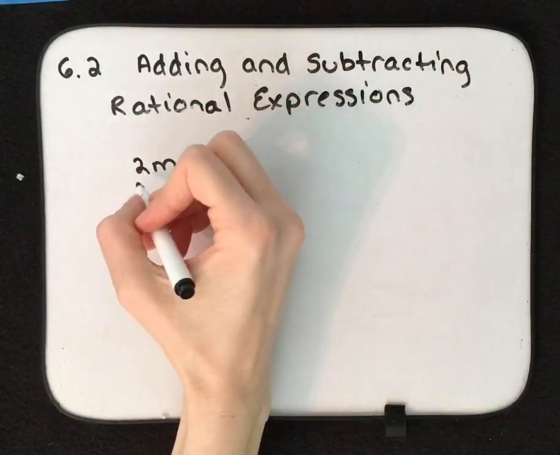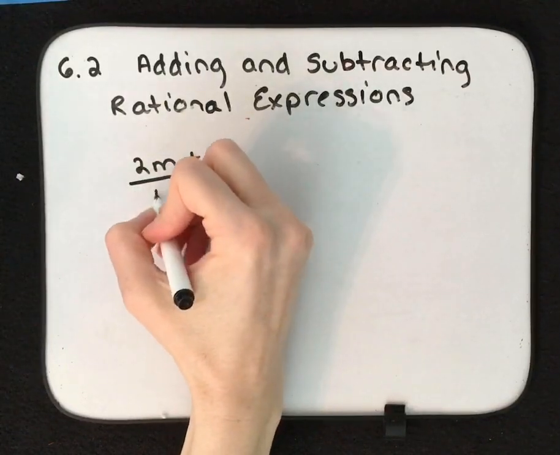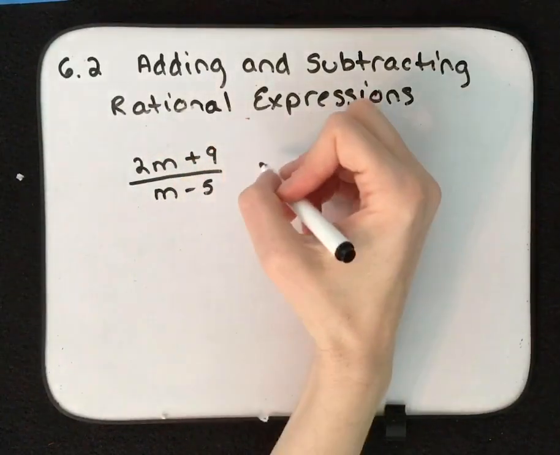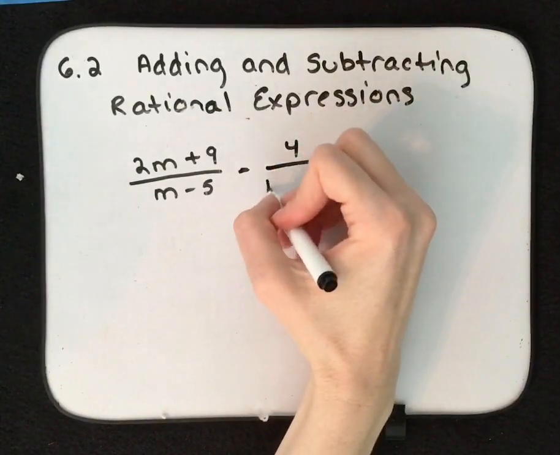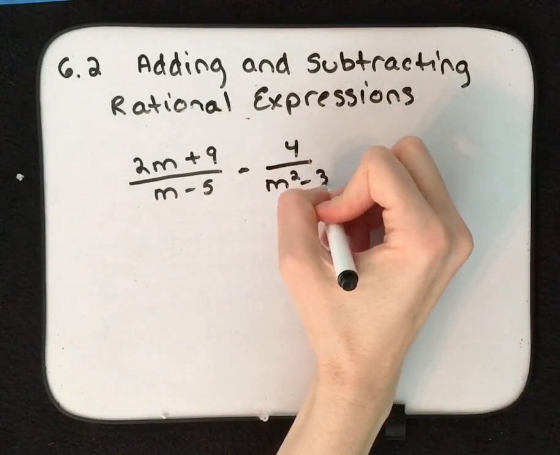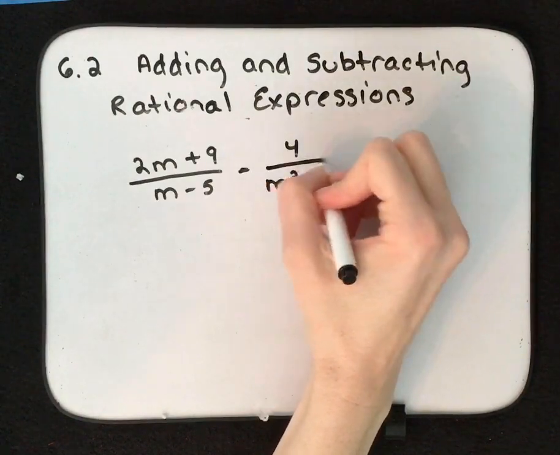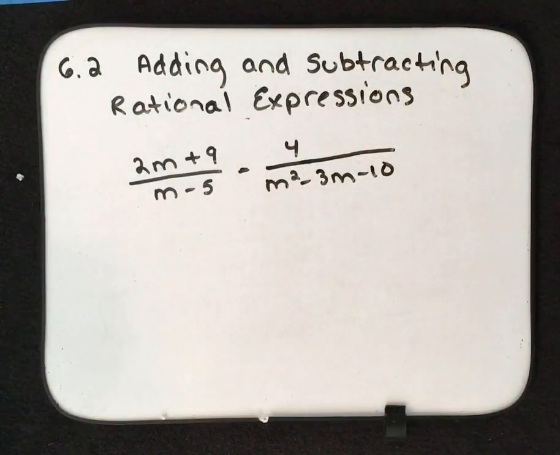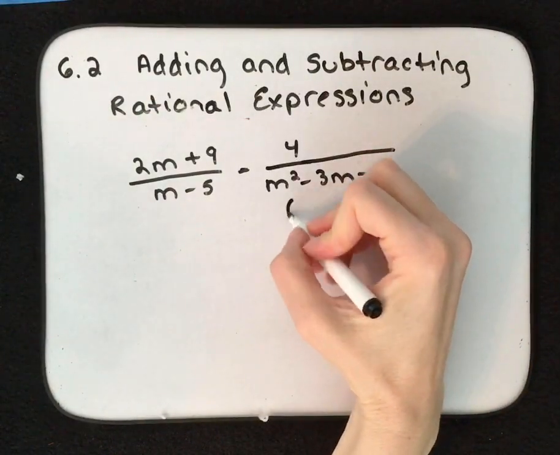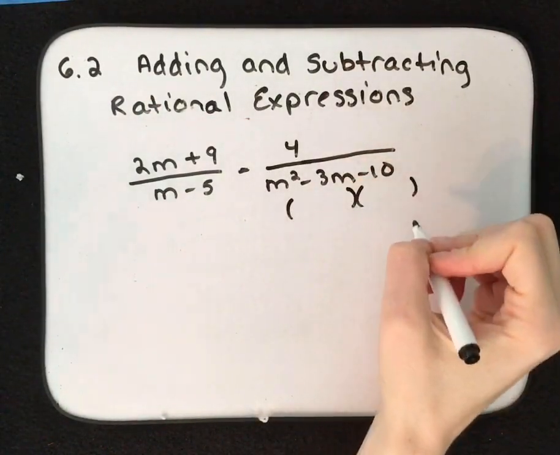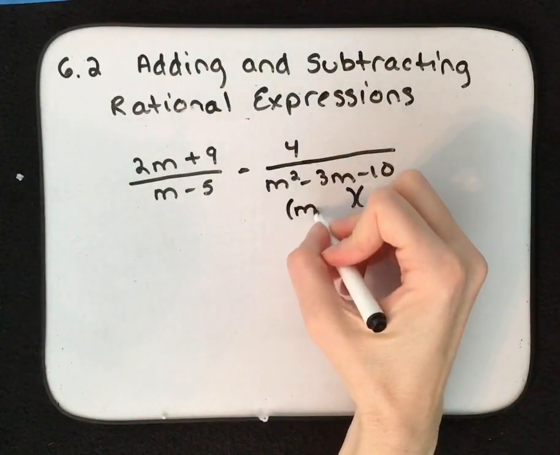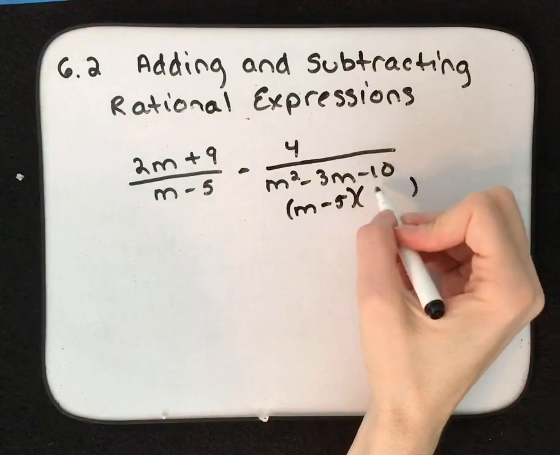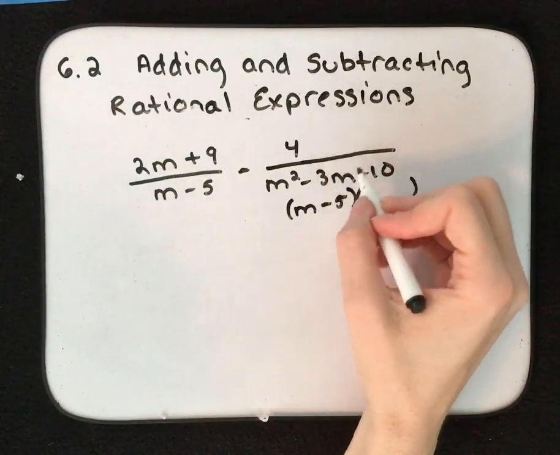Two m plus 9 all over m minus 5, minus 4 all over m squared minus 3m minus 10. There we go. So let's see what we can do here. Well, let's factor first to see what we're working with. So if we factor this, I can factor this to be m minus 5 times m plus 2. Two numbers that multiply to negative 10 add to negative 3.